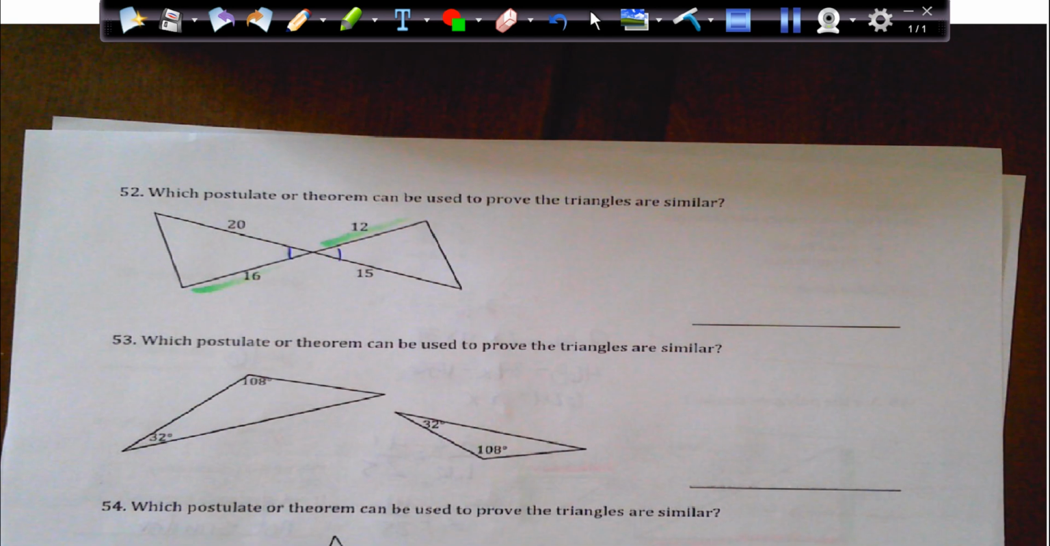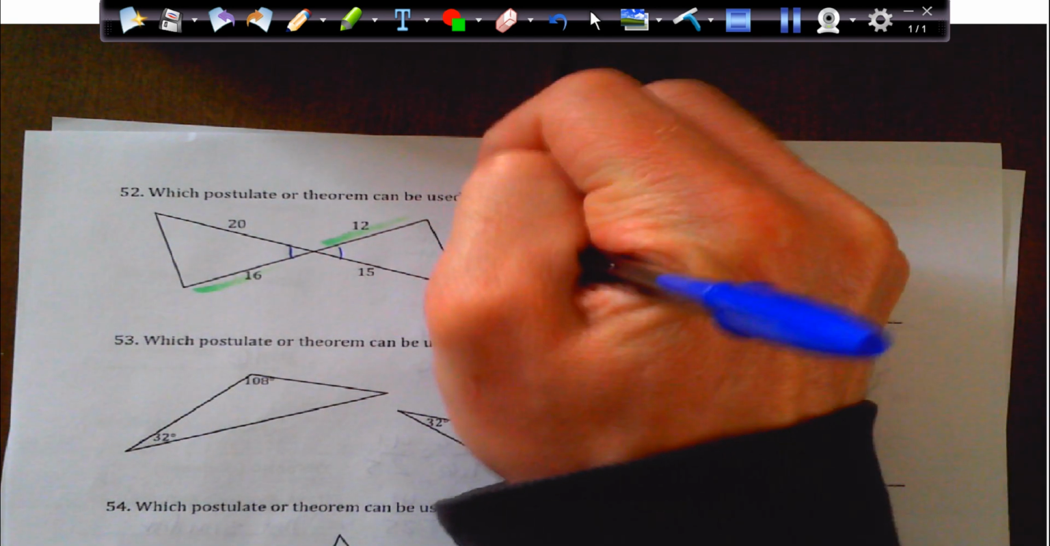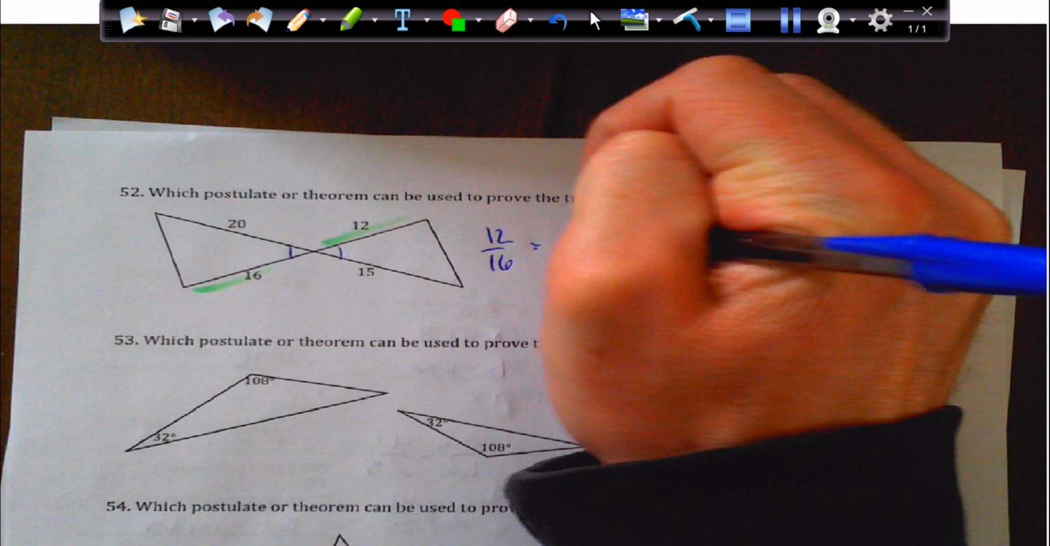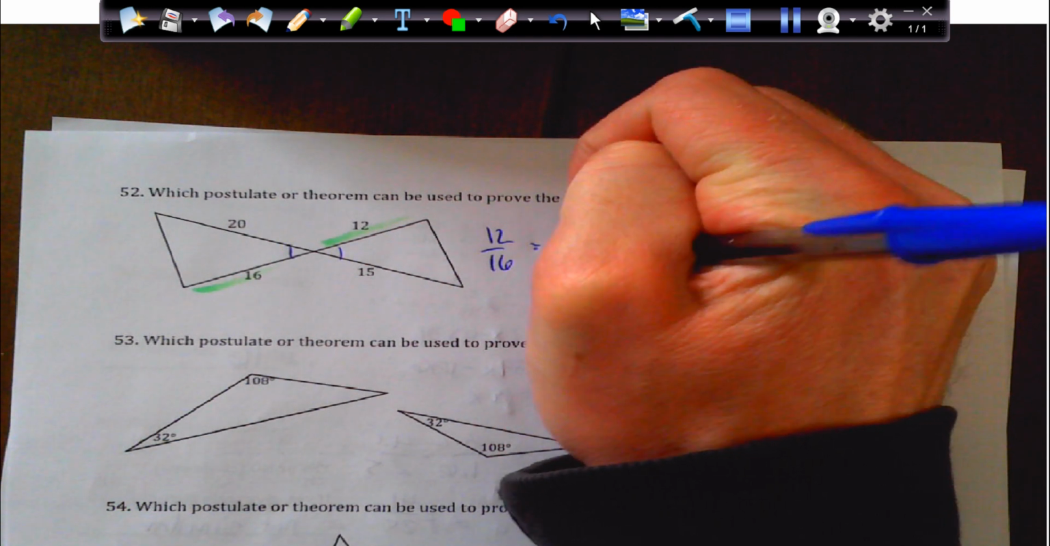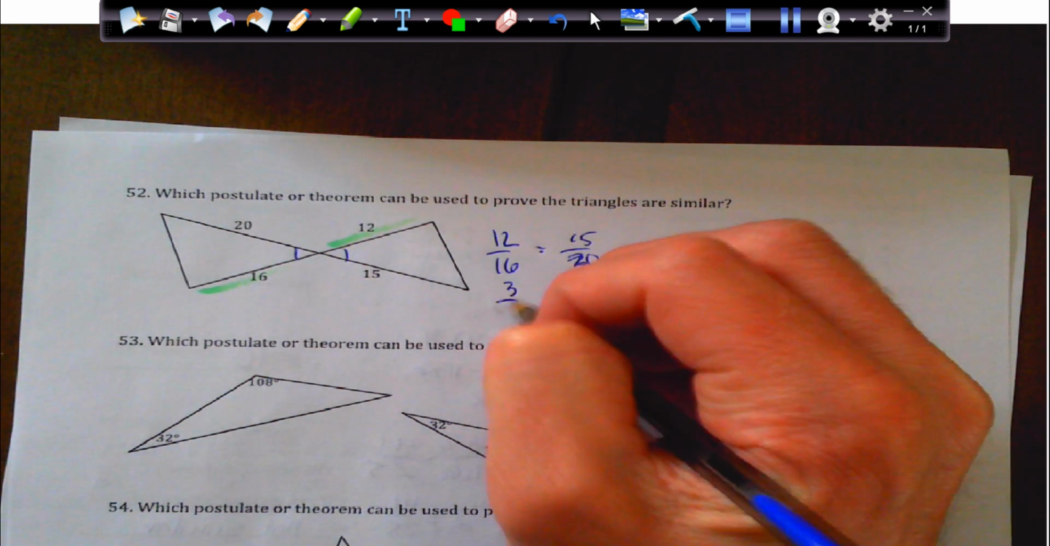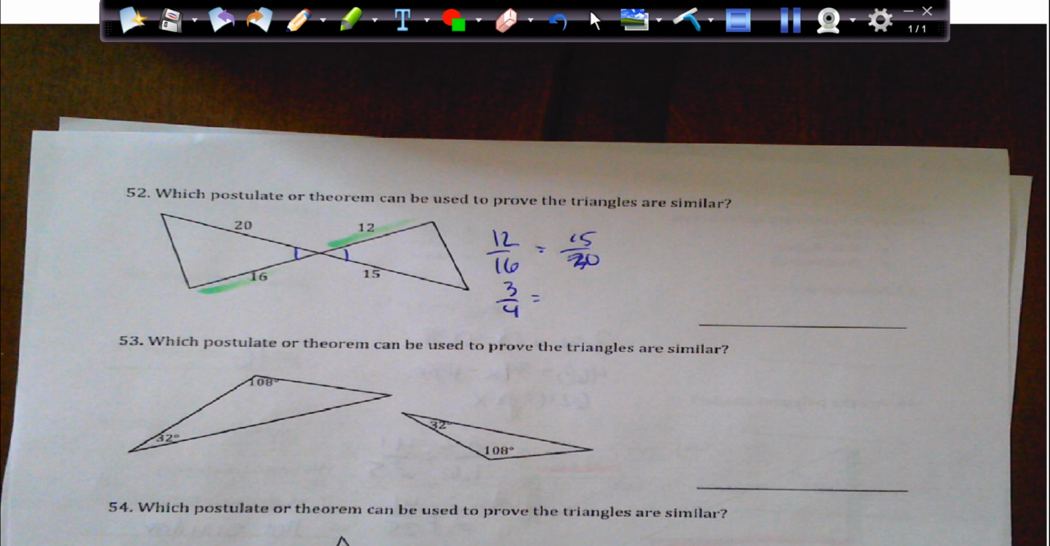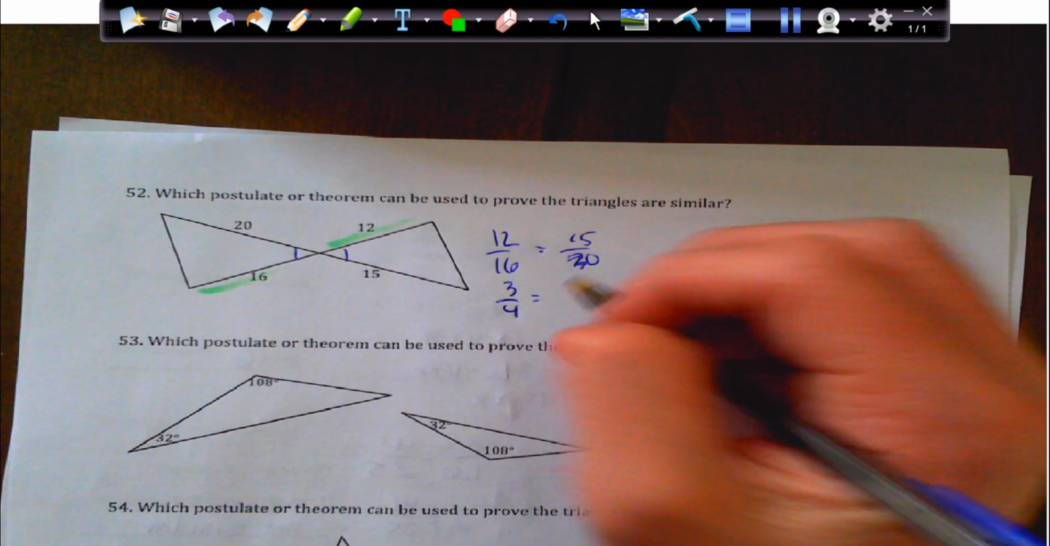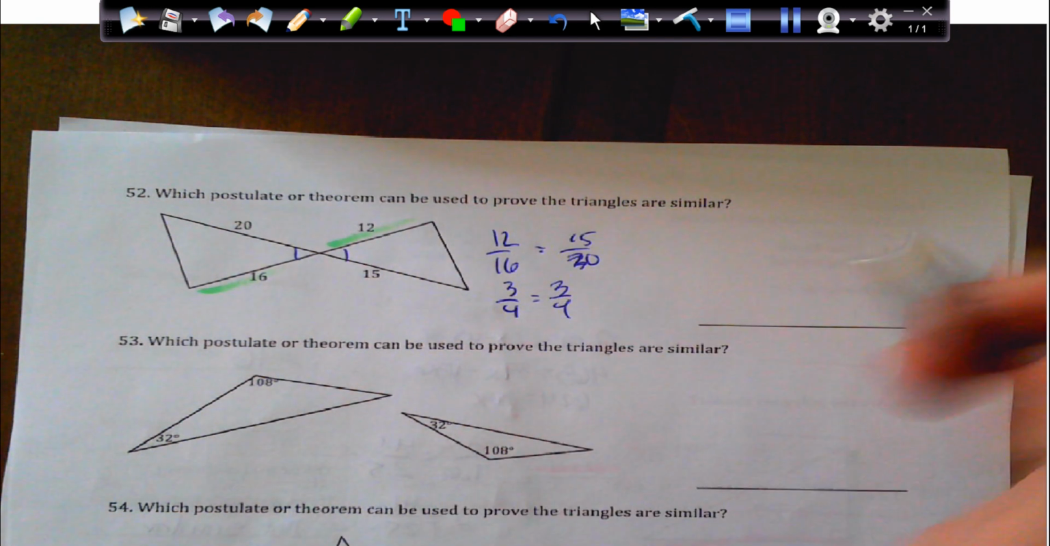Are these similar? All right, so we do have an angle. That's good. I want to match small with small, so I'm going to go 12 is a small, that's going to match with 16. So I'm going to do 12 over 16, and then I'm going to do 15 over, not 30, but 20. So 12 divided by 16, which is 3 over 4. And 15 over 20, which is 3 over 4. So we do have two proportional sides, so I'm going to say by SAS.